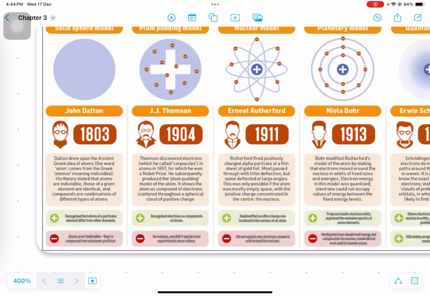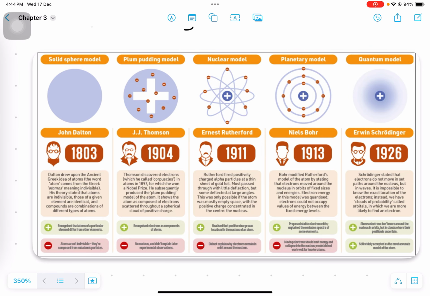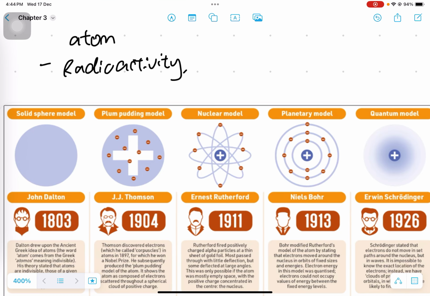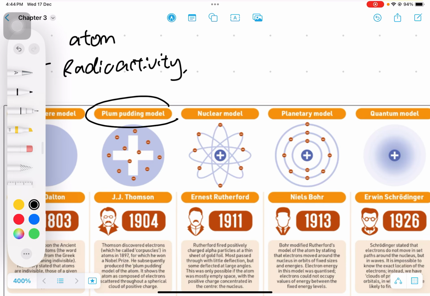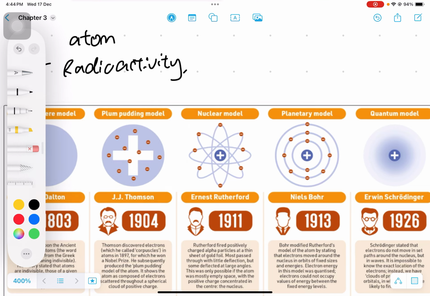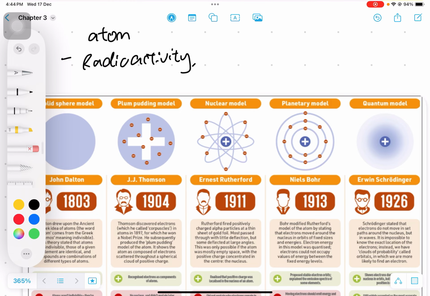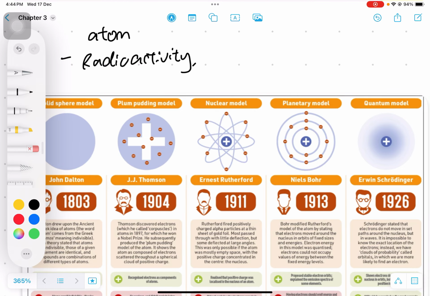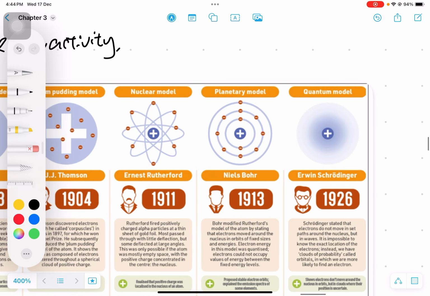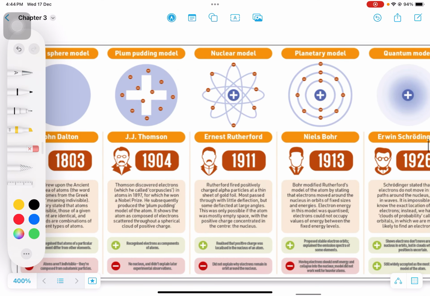We just skip through. We need to understand how we got from the plum pudding model into the nuclear model, because currently we think the model almost looks like the nuclear model. So it's very important to understand why we went from the plum pudding model to the nuclear model, and the planetary model is quite similar to the nuclear model. So how did we go from the plum pudding model to the nuclear model?